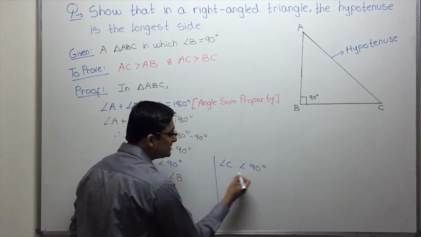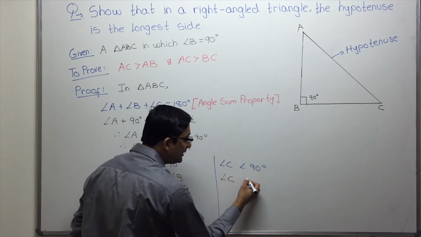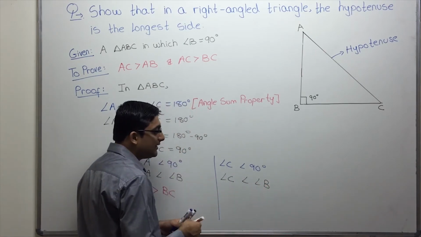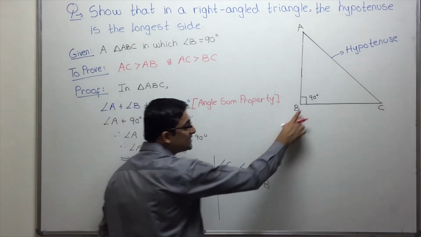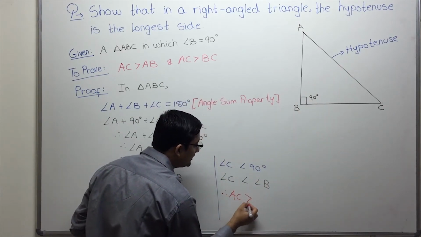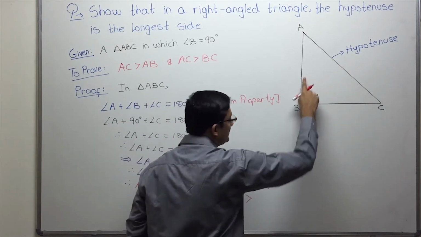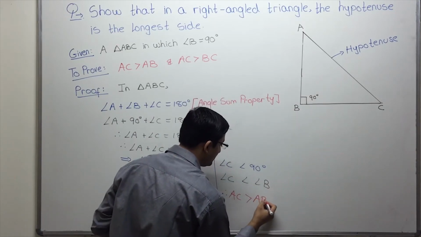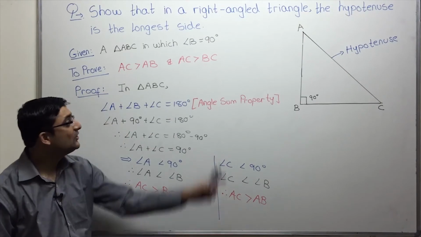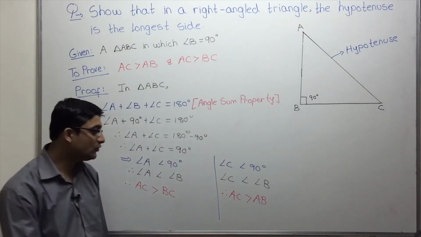Same thing over here. We have angle C is less than 90, angle B is equal to 90. So angle C is less than angle B. Which is the bigger angle? Angle B. Which is the side opposite to angle B? AC. So therefore AC is longer than side opposite to angle C, that is AB. So we have AC is greater than BC and AC is greater than AB, which is exactly what we had to prove. Now do write the reason.